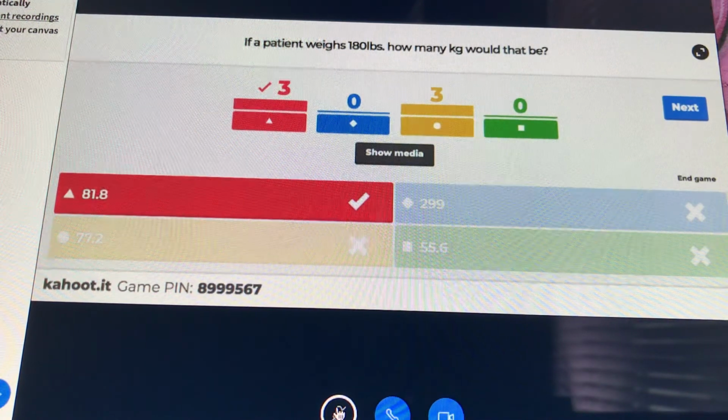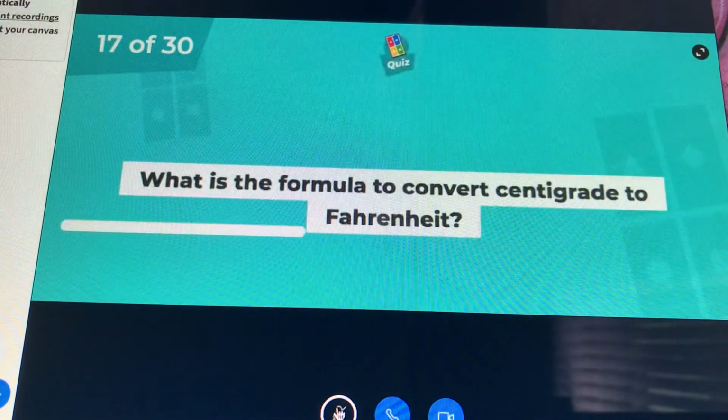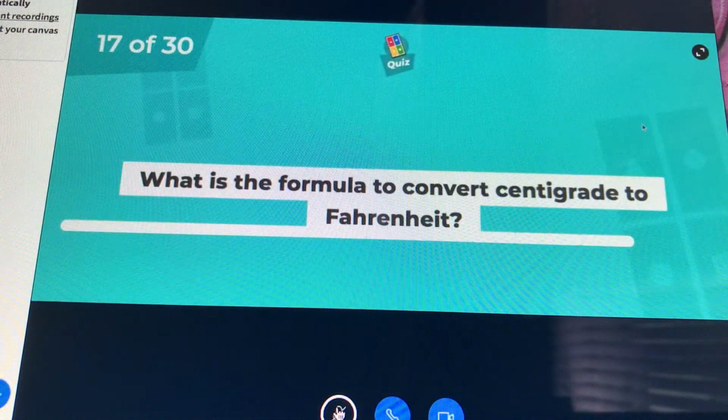Divide by 2.2. And if you were given their weight in kilograms, how would you convert that to pounds? You multiply it by 2.2. So that was not on your math sheet, but remember that's the formula too that we learned.